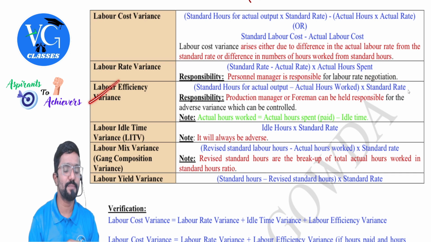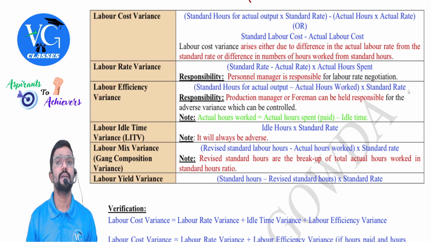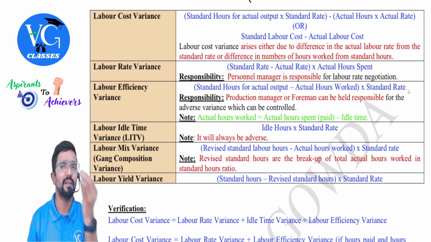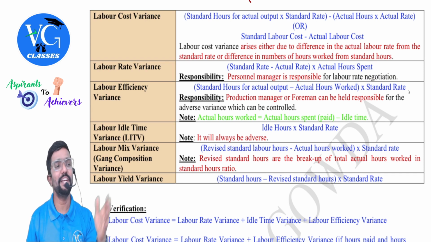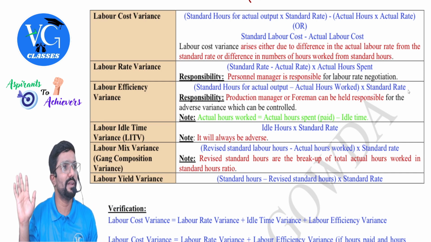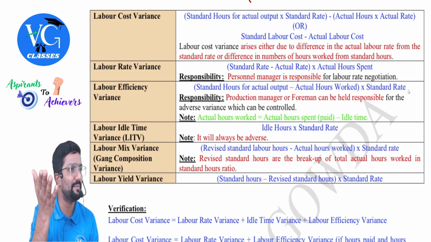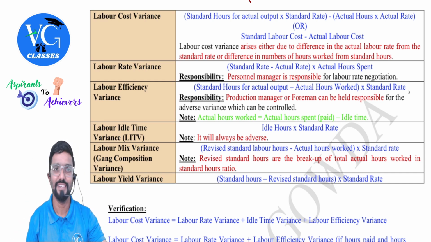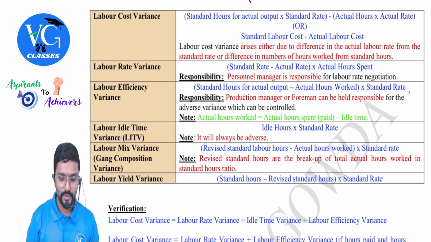Okay, sir. So who is responsible if actual hours is more than the standard hours? Sir, the production manager, or the supervisor. There will be a supervisor who keeps telling, hey, work, why are you wasting time? He didn't do his job properly.